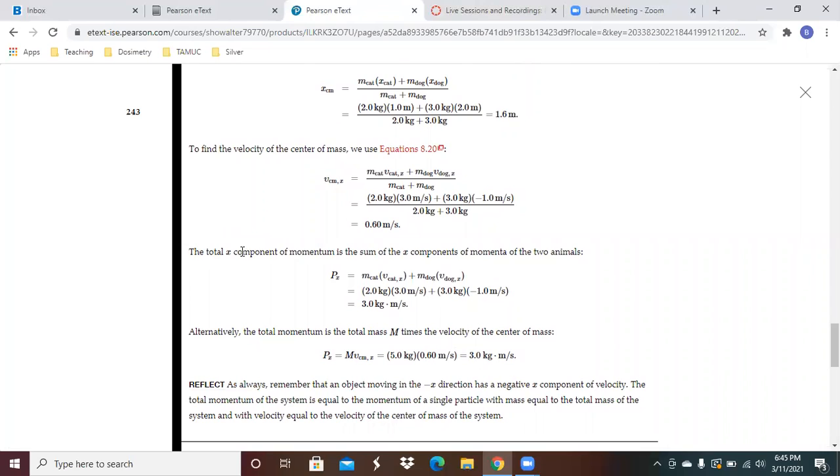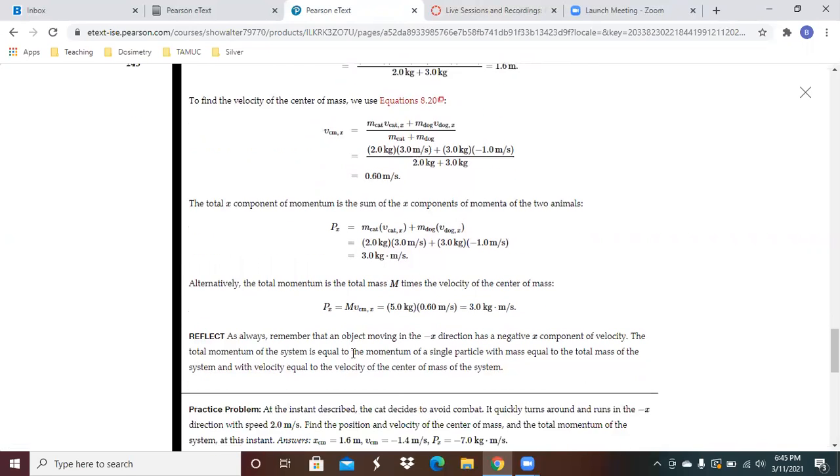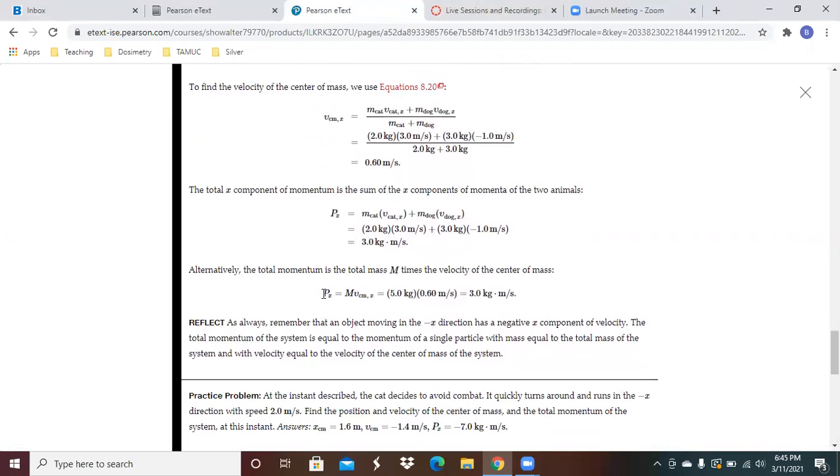The total x component of momentum is going to be the sum of the x components of momentum of the 2 animals. Comes out to be this. Alternatively, the total momentum is the total mass times the velocity of the center of mass, and it should come out to be this. So if we sum it together like this, or if we look at the center of mass, we come up with the same answer. So that's pretty cool.